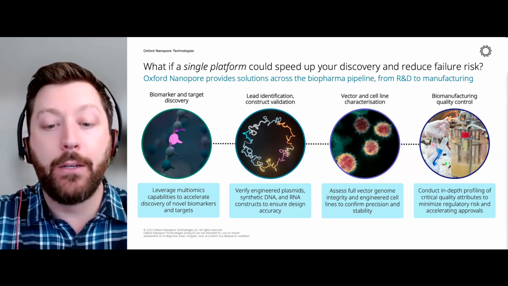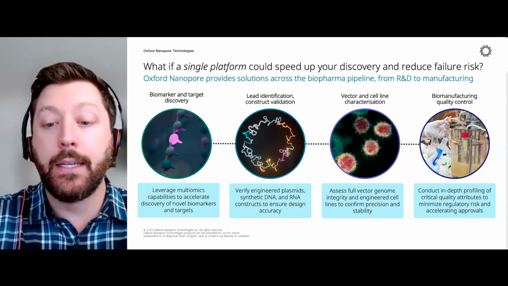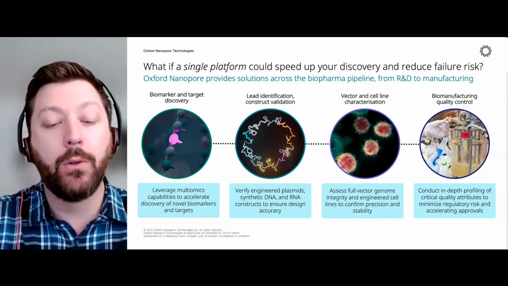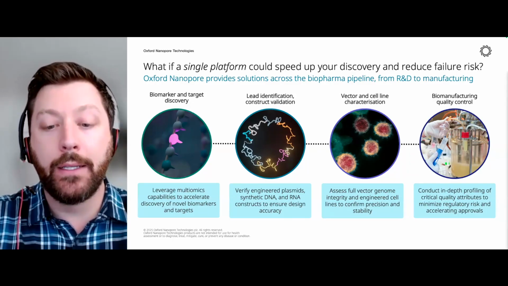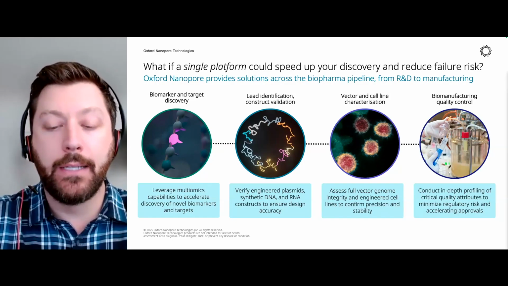And finally, in biomanufacturing, our regulated devices and tests support deep profiling of critical quality attributes, reducing regulatory risk and helping accelerate time to market.